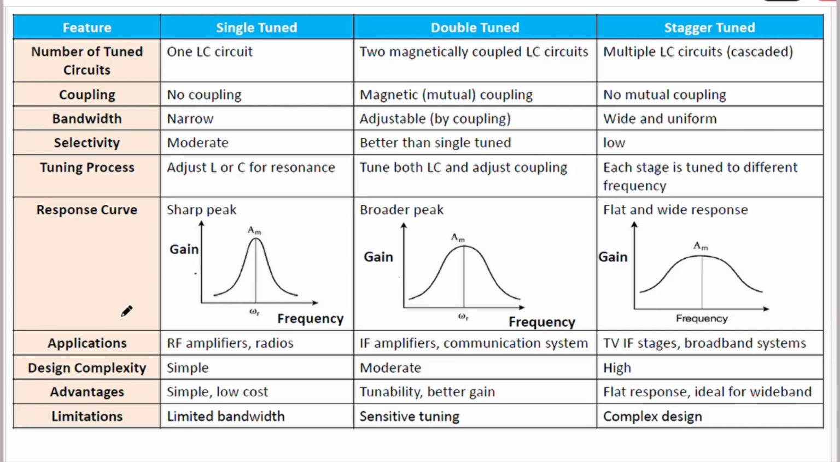So coming to the first feature, the number of tuned circuits. In the single tuned amplifier, we know the tuned circuit is 1. The double tuned amplifier consists of 2 tuned circuits which are magnetically coupled. And in the stagger tuned amplifier, we have multiple tuned circuits.